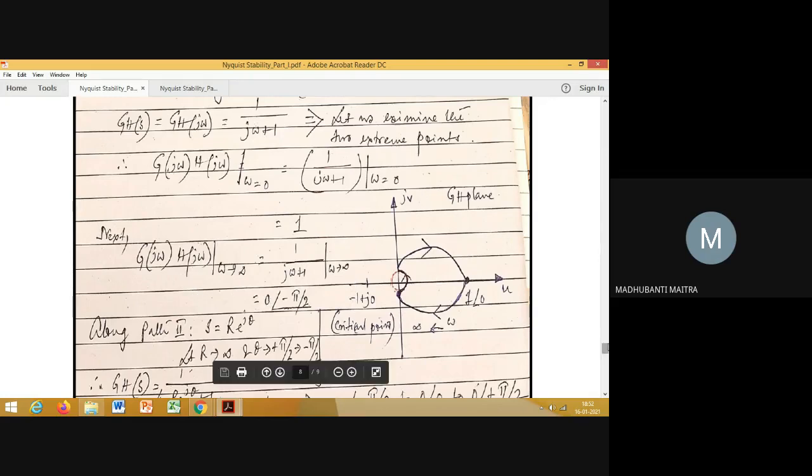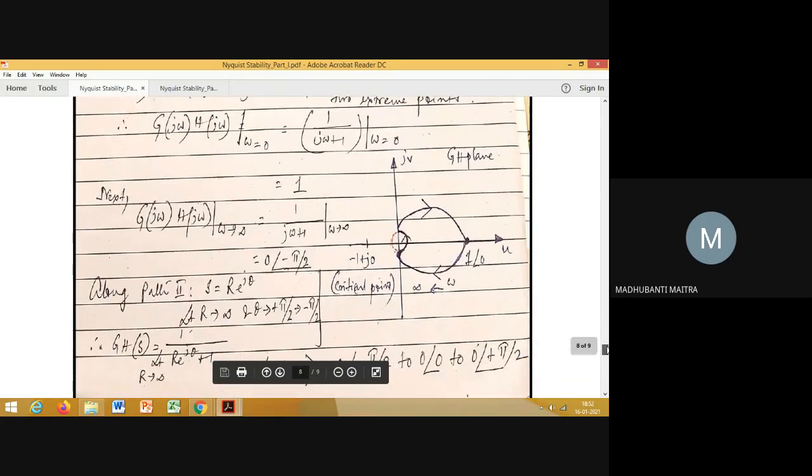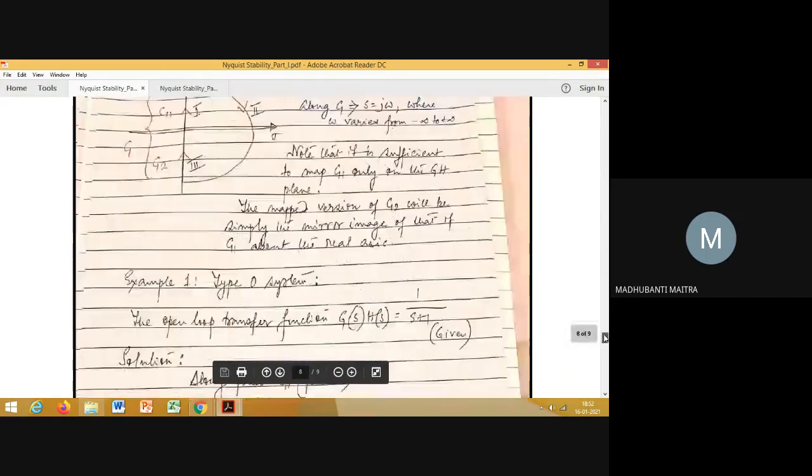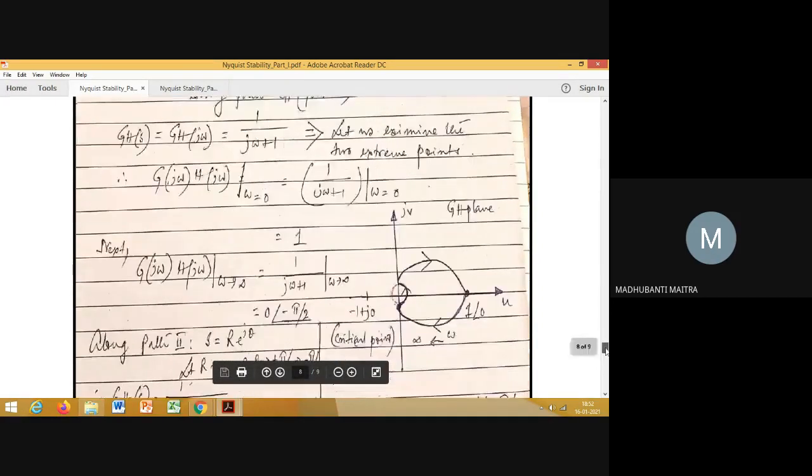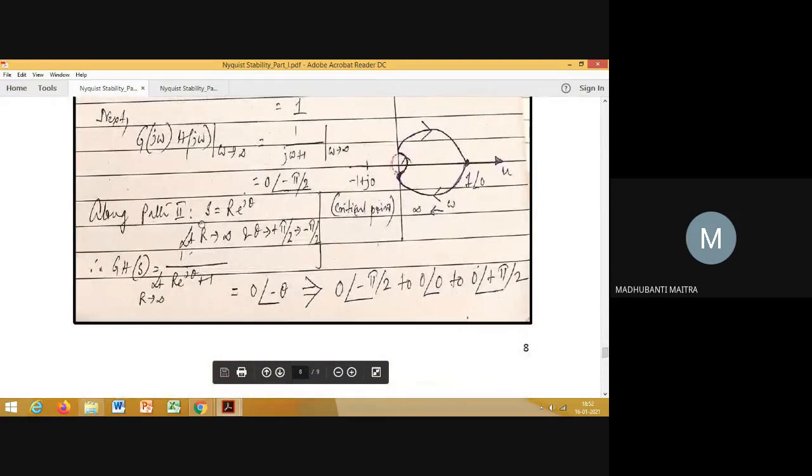So next is the second path, that is path 2. Along path 2, we know that S is equal to R e to the power j theta, R e to the power j theta, right?